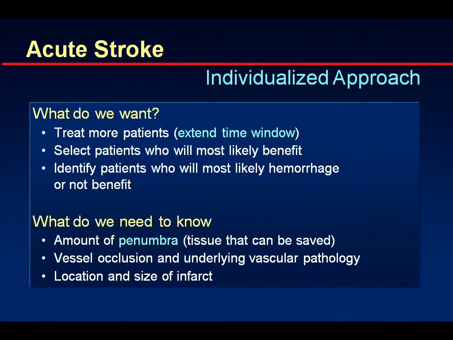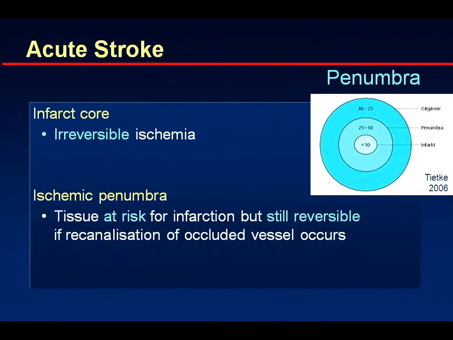You might also want to know whether there's a vessel occlusion or underlying vascular pathology, because then interventionally we will be able to do something about it, and the location and size of the infarct. Because the larger the size of the infarct and the more real dead tissue, the less you will probably do.